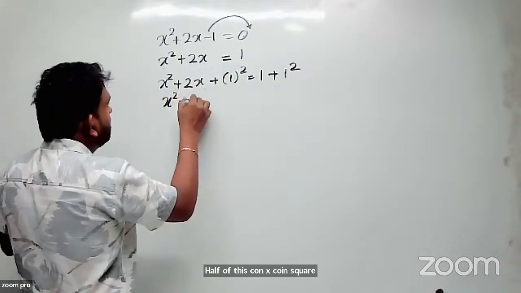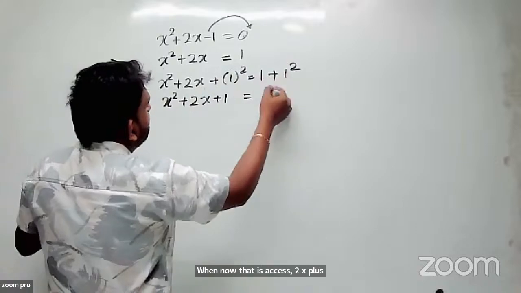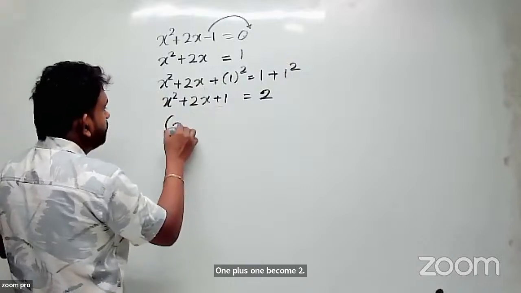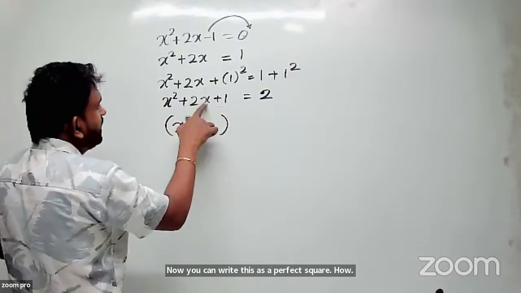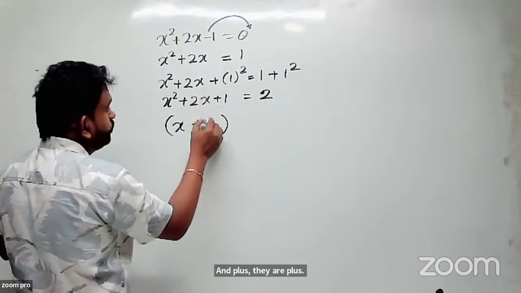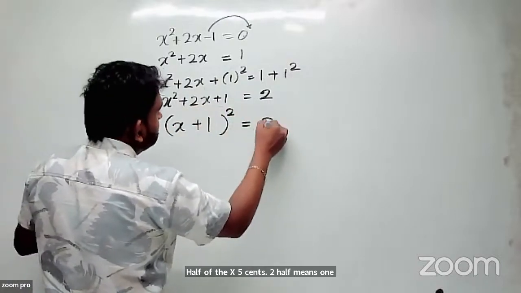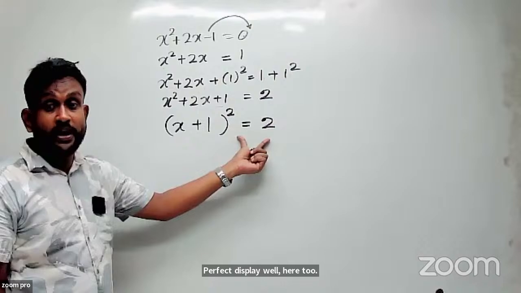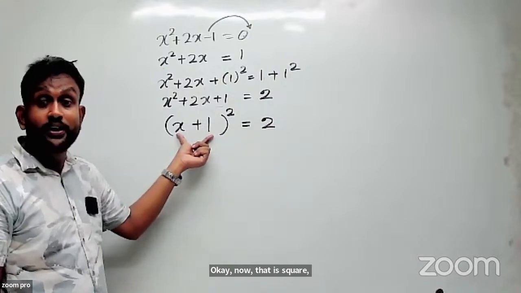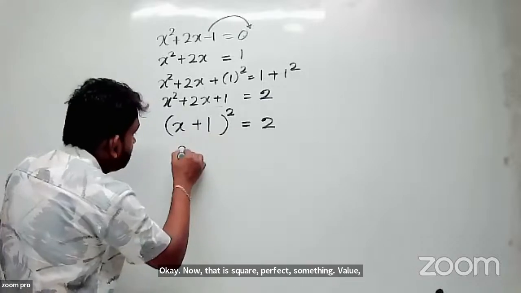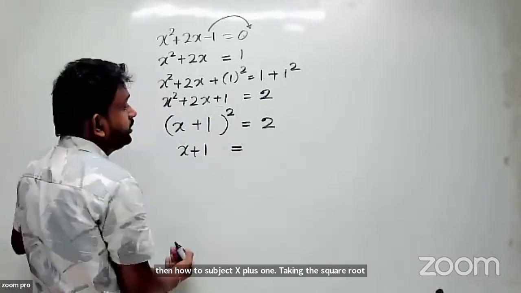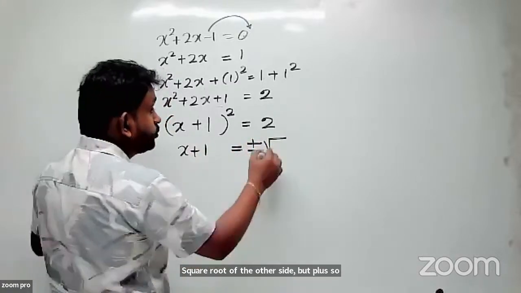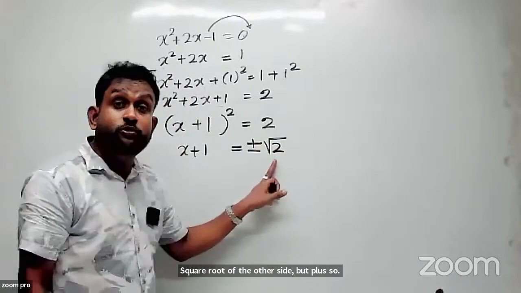Now that is x² + 2x + 1 equal to, here, 1 + 1 becomes 2. Now you can write this as a perfect square. How? You write x plus half of the x coefficient: half of 2 means 1. So (x + 1)² = 2. Now that is a perfect square equal to some value. Then how to subject x + 1? Take the square root of both sides. Then x + 1 is isolated, equal to plus or minus √2.